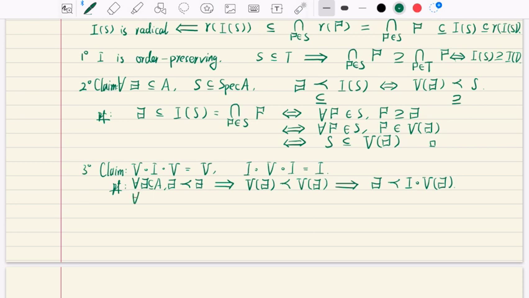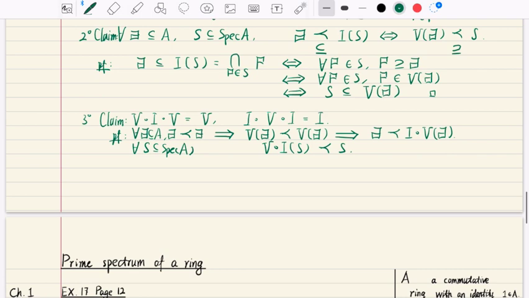And the second thing is, if we take any subset of the spectrum, we can do almost similar things. We first take this one, and when we map through I, and we move I to the other side, we will have V of I of S is smaller than S.